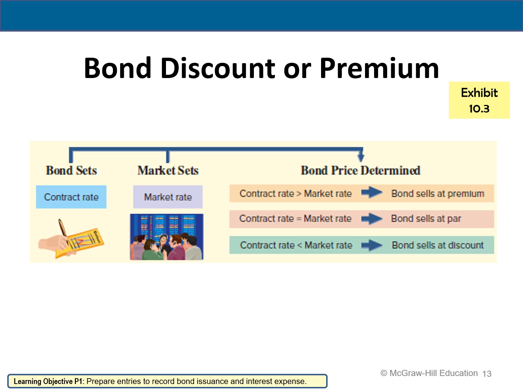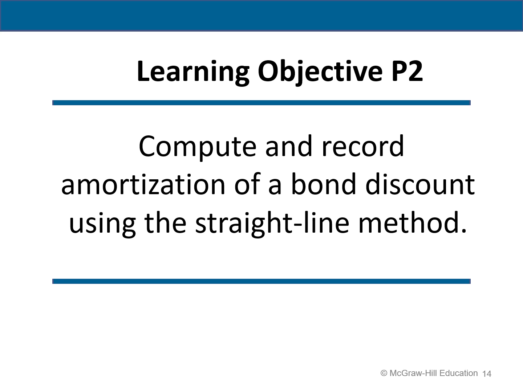Well, not every bond is issued at par, and so we need to talk about what happens when you issue a bond at what we call a discount or a premium. The bond sets the contract rate, but the market sets the market rate. And so if the contract rate is greater than the market rate, the bond sells at what we call a premium. If the contract rate is equal to market rate, it sells at par. And if the contract rate is less than market rate, it sells at a discount. So let's talk about what we have to do with the difference between the contract rate and the discount or the premium that the bond's issued at, and how we account for that.